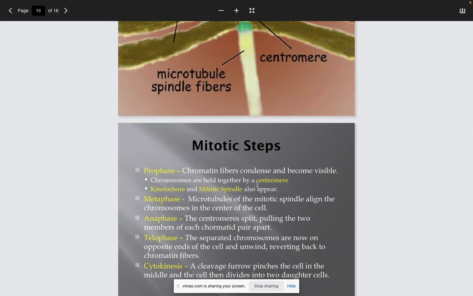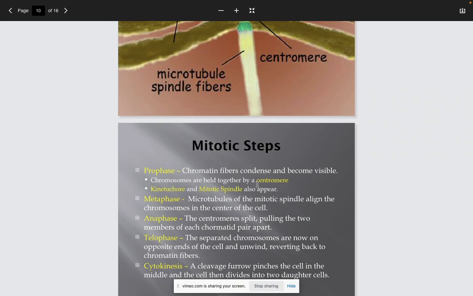Anaphase, A means apart. This is where the centromeres split, pulling the two members of each chromatid pair apart. So the actual centromere, this will cause the chromatids to separate to opposite sides. So as you can actually see this underneath the microscope, you can see the chromatids appearing at different poles. During telophase, this is where the separated chromosomes are now at the opposite ends. This is where you will have the chromosomes appearing at opposite ends of the cell, and they unwind and they begin to revert back to the chromatin fibers.